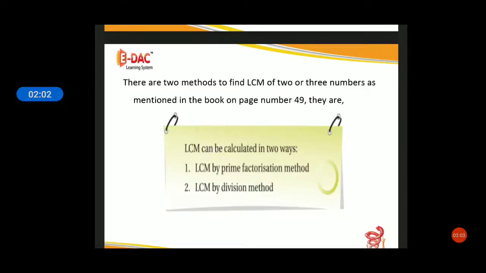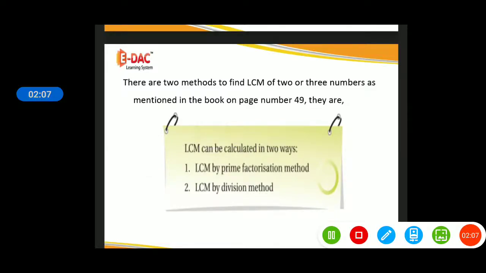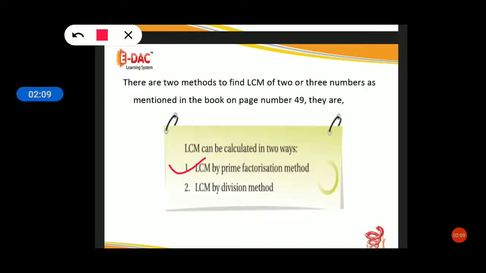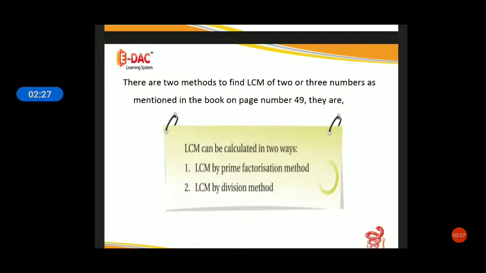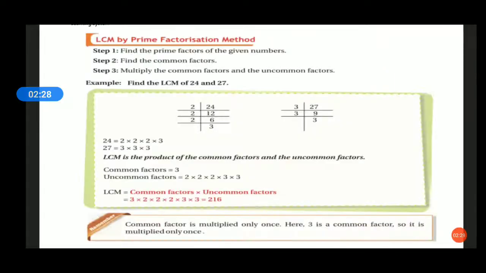Okay. First we will see how to find it using the prime factorization method. First is LCM by prime factorization method. That means you need to use only the prime numbers. What are the prime numbers? 2, then all the odd numbers 3, 5, 7, 11. The smallest prime number is 2 and this is an even number. This is the only even number among the prime numbers. Okay students, all others are odd numbers. See here, we will see the prime factorization method.